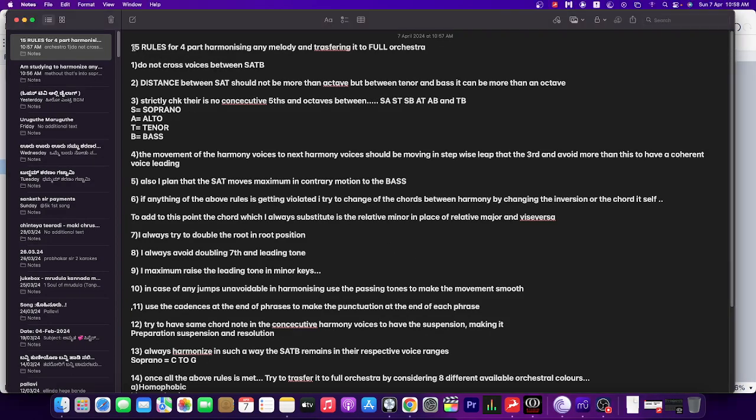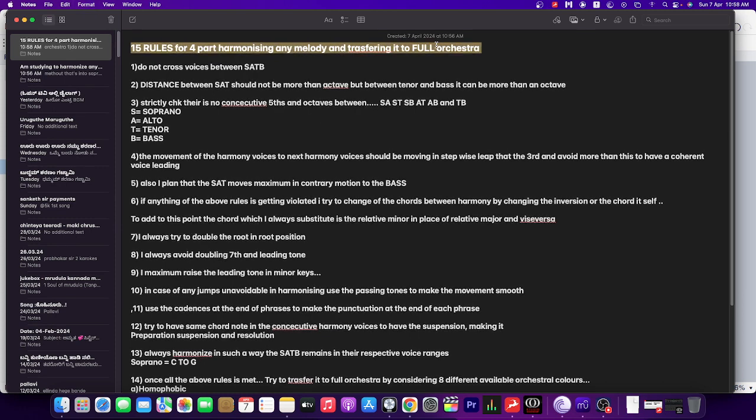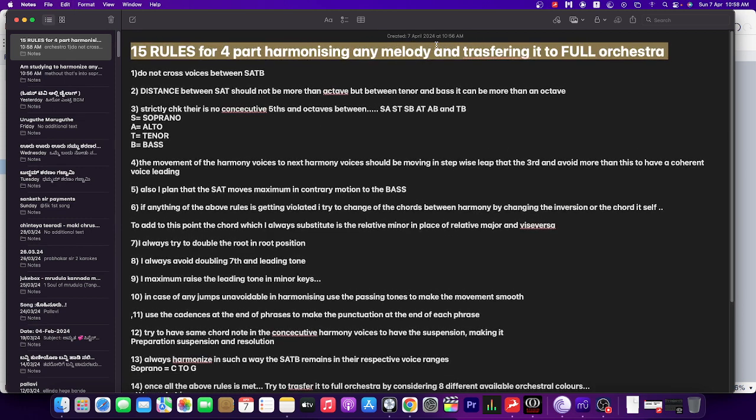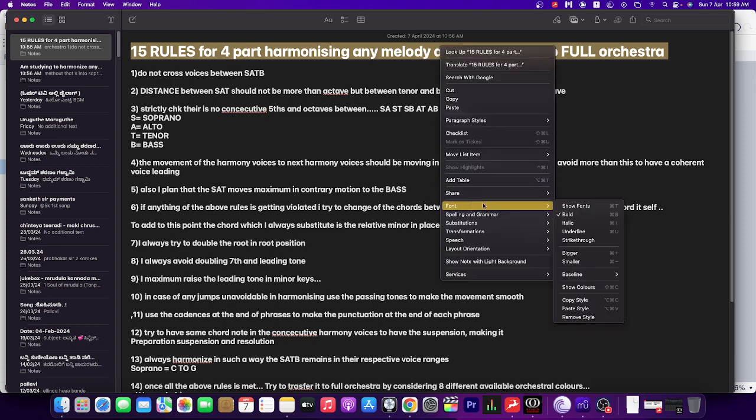So as of now, today the date is 7th April 2024. I have studied about 15 rules. These 15 rules are very important rules in harmonizing any given melody in four-part voicing style, that is SATB writing.